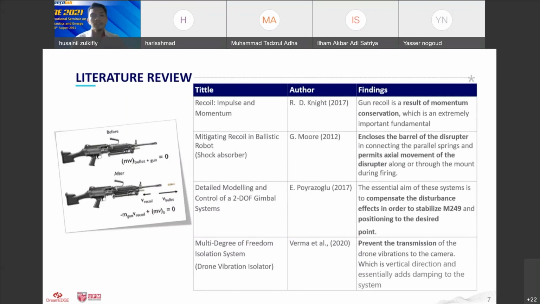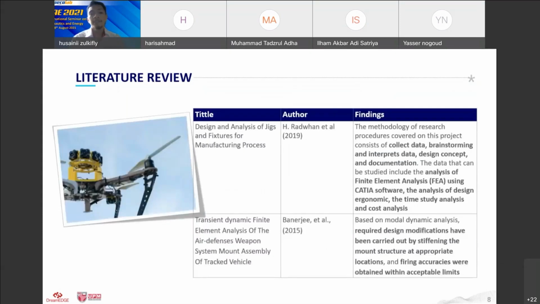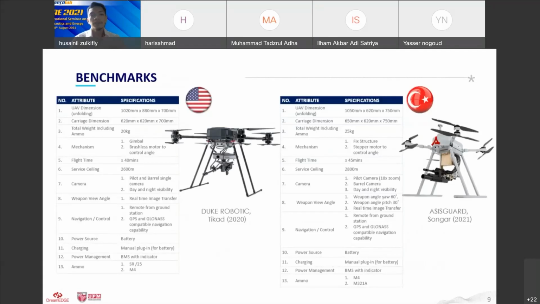For the analysis, we must be aware of the elements that include the recoil impulse momentum, the shock absorber, the degrees of freedom for the control design, the vibration isolator, and the manipulation process, and also the analysis of the project. By being aware of all these things, we will conclude. We will observe from benchmarks that have been built before, for example from Deep Robotics, Ticket, and also Assist Guard.